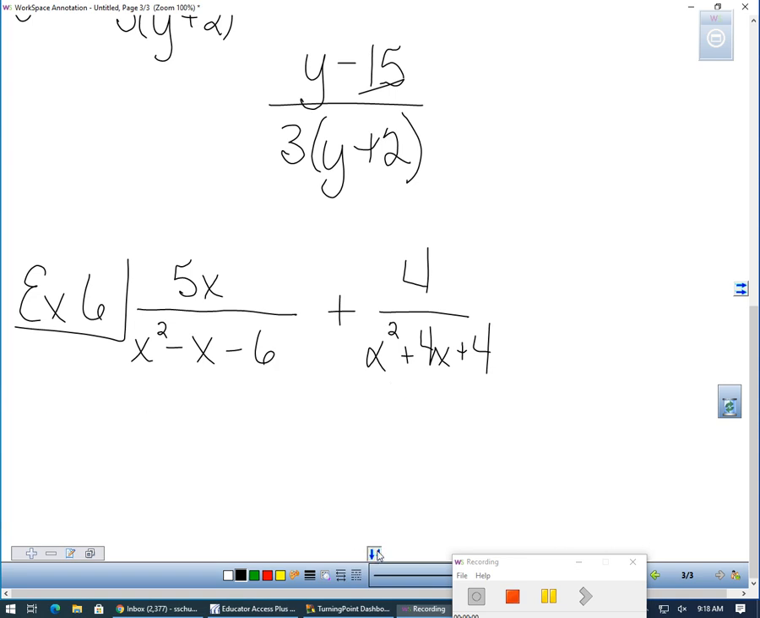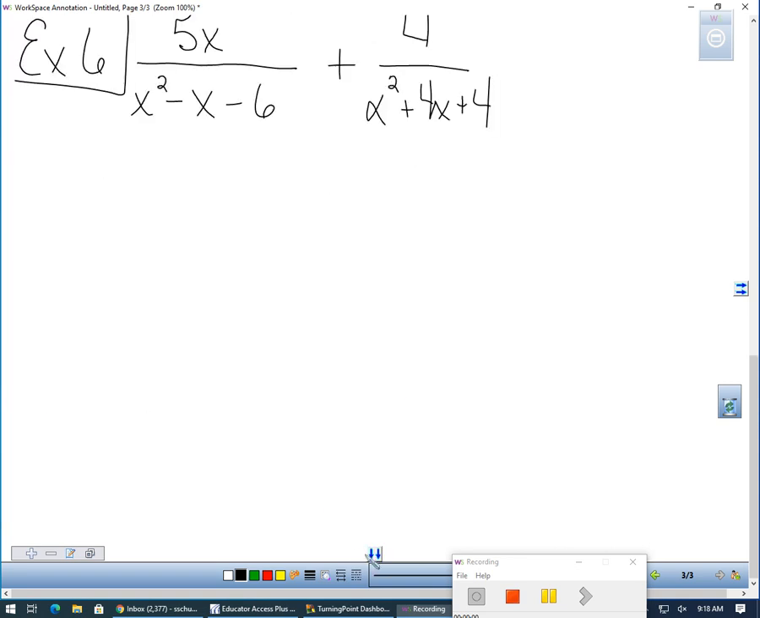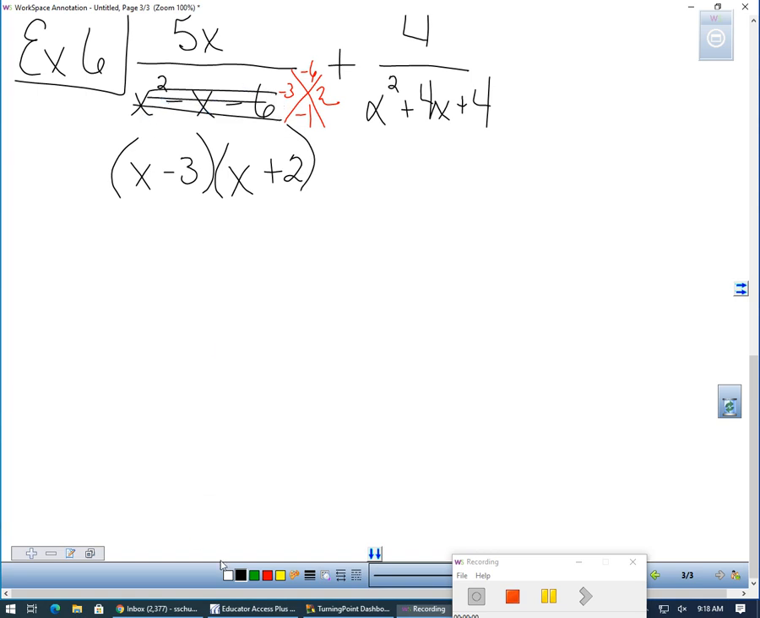Alright, so the very first thing we need to do is, of course, factor everywhere. So let's start with this one. If I factor it, I have negative 6 on top, negative 1 on the bottom. My sides, of course, are negative 3 and positive 2. So I factor, I get x minus 3 times x plus 2. Cross that one out.